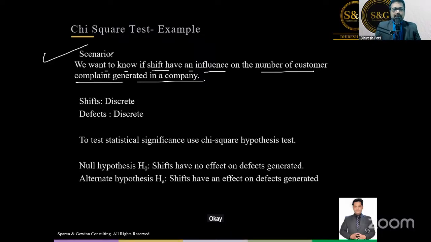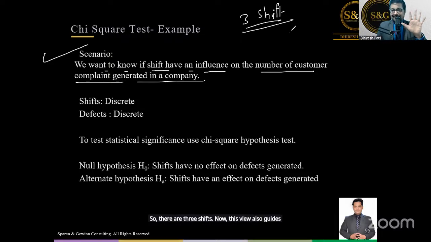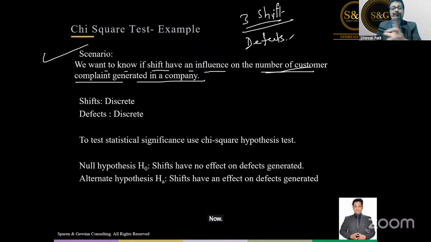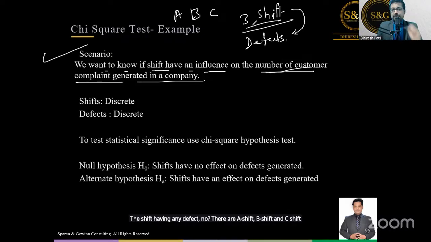Okay. Now coming back to the second scenario, let's talk about it. So there are 3 shifts. Now you guys can also check this out. 3 shifts and number of customer complaints. You can say defects. Now there are multiple defects we have. So we want to compare, is the shift having any effect on defects? Now there are A shift, B shift and C shift. 3 shift operations are there. Now is there any statistically significant difference shift wise? So is shift playing a role?